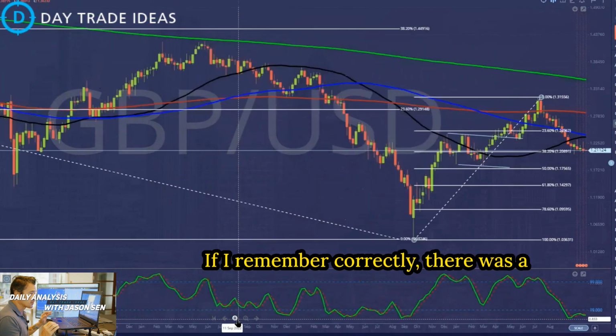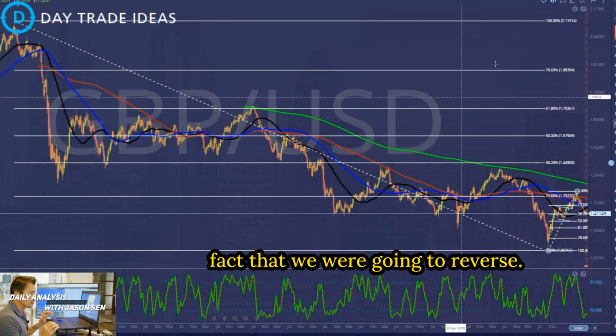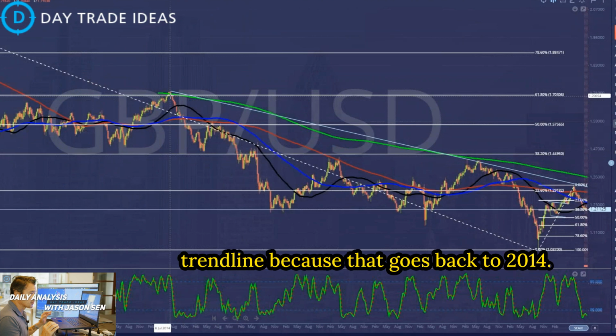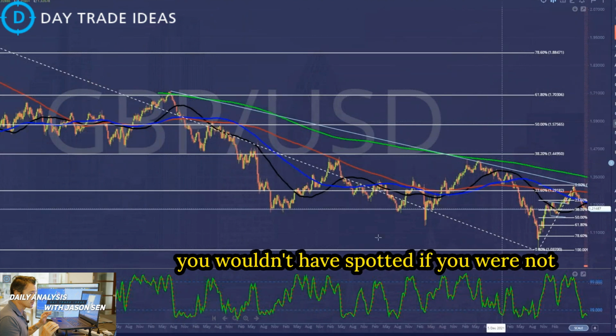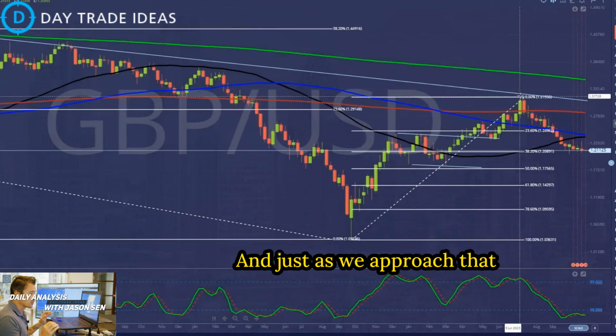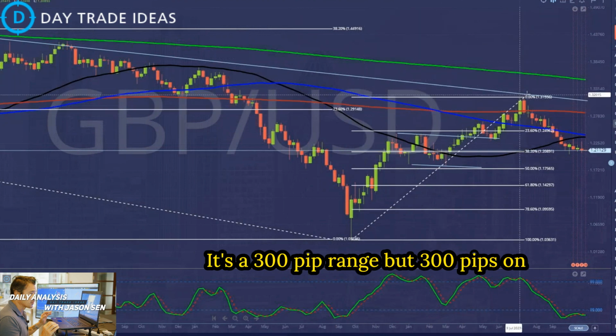If I remember correctly, there was a trend line which also reinforced the fact that we were going to reverse. Now, you wouldn't have known about this trend line because that goes back to 2014. So that is a 9-year trend line, which you wouldn't have spotted if you were not looking at the weekly chart, of course. And just as we approach that trend line, somewhere between the 23.6% fib and that trend line is a 300 pip range.